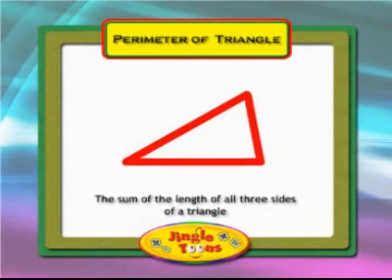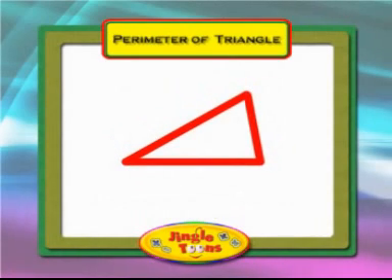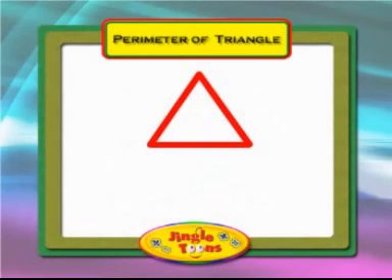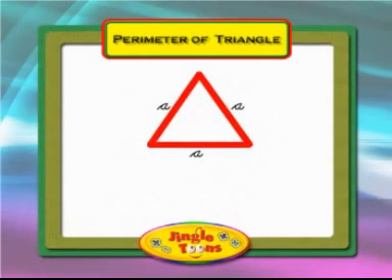Perimeter of a triangle is the sum of the length of all 3 sides of a triangle. For a triangle with its 3 sides having the length A, B and C, perimeter is equal to A plus B plus C. For an equilateral triangle, that is, if all 3 sides are of the same length, the formula is perimeter is equal to 3 multiplied by A. The perimeter here is 3 times the side length. Let's see how to use both these formulae.